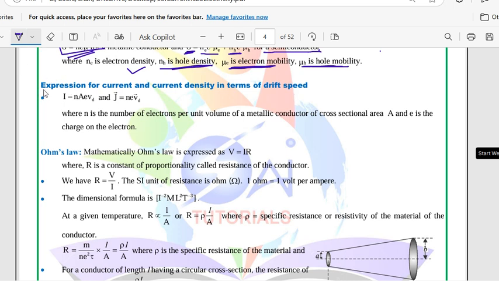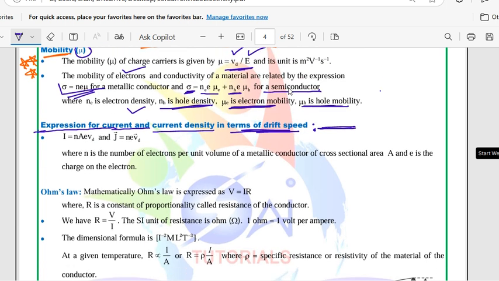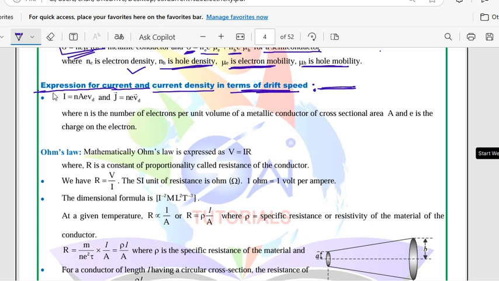So, the next important concept that is related to your syllabus is the expression for current and current density in terms of drift speed. If you know what is drift velocity and what we mean by drift velocity, we can derive many expressions. In the same way, the expression for current and current density in terms of drift speed.